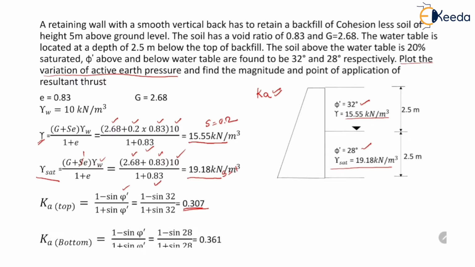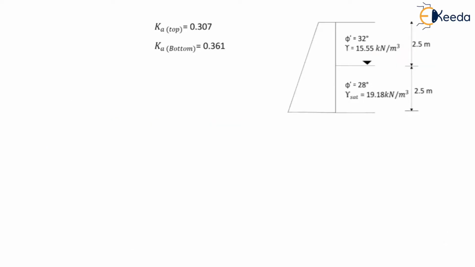Now the coefficient of active pressure for the bottom layer will be given by the same formula but the value of phi is different. So we will write sine phi as sine 28. Ka will be equal to (1 minus sine 28) divided by (1 plus sine 28). So Ka for the bottom layer will be equal to 0.361. Now we have determined the value of Ka for the top layer as 0.307 and Ka for the bottom soil layer as 0.361.